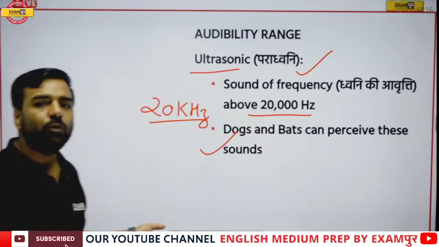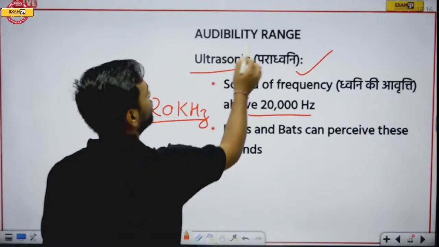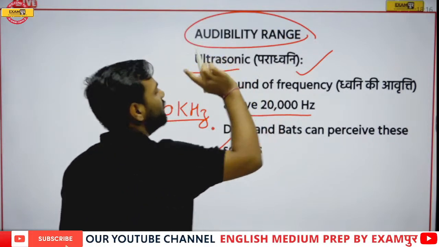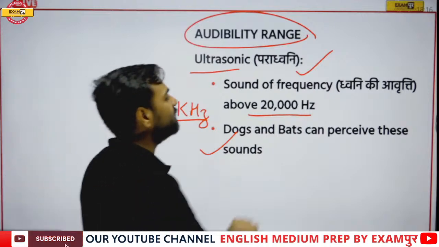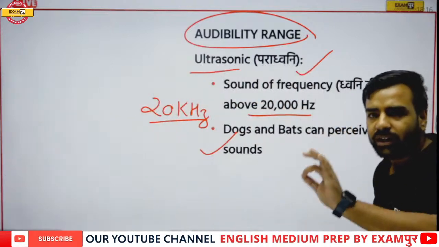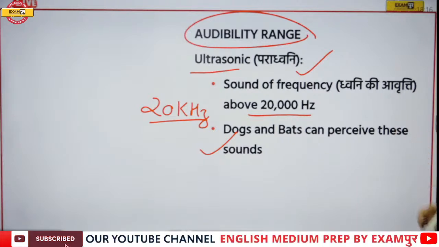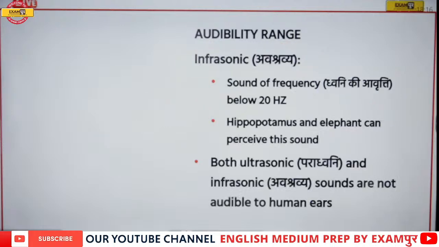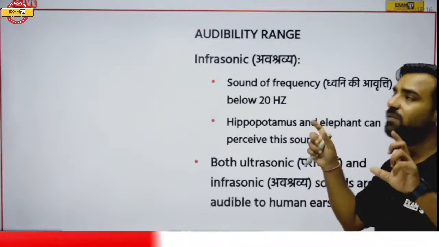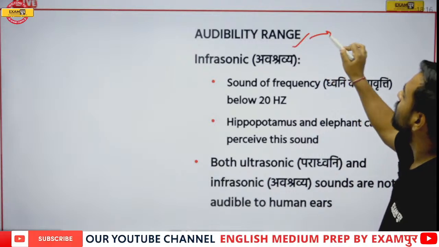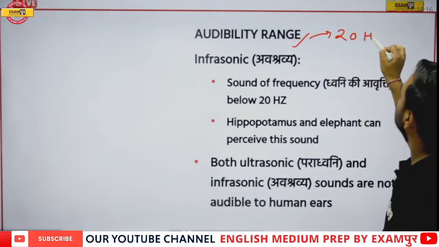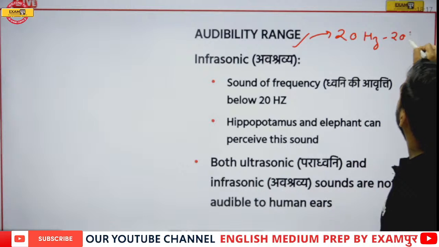But if I talk about the human ear, what is the audibility range of a human ear? Here the range is exactly 20 hertz to 20,000 hertz. So above 20 kilohertz, dogs and bats can perceive these sounds. Now talking about our range, it is within the audible range, which is exactly 20 hertz to 20 kilohertz.